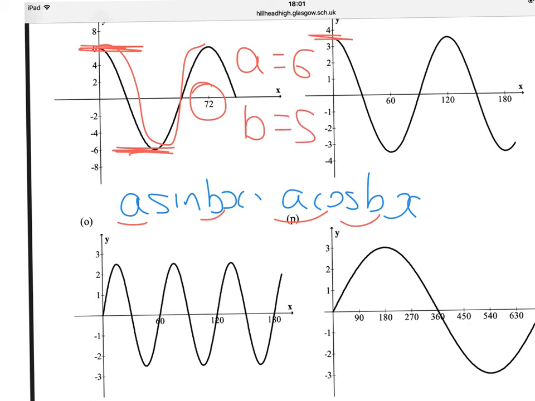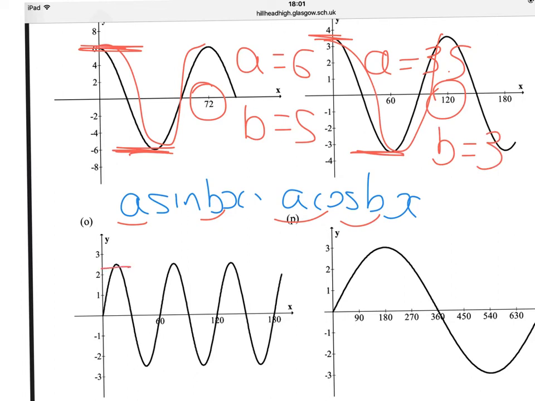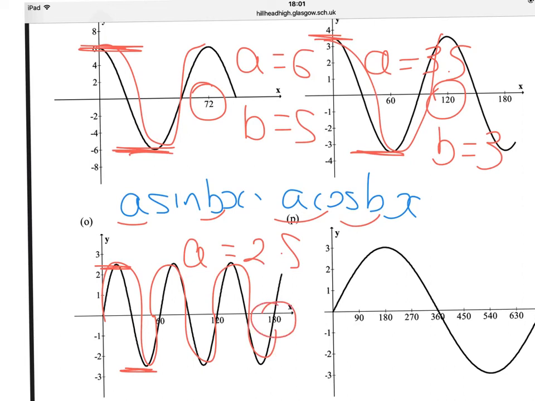Next one, up to 3.5, down to -3.5. That's 7, half that, and the amplitude is 3.5. There is 1 complete curve in 120 degrees. So it's 3 complete curves in 360. Next one up to 2.5 and down to -2.5. That's a total height of 5. Half that to get 2.5. The amplitude is 2.5. There's 1 complete curve, 2, 3 complete curves in 180. So that's 6 complete curves in 360.